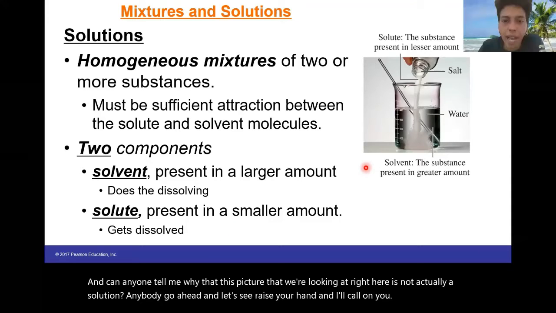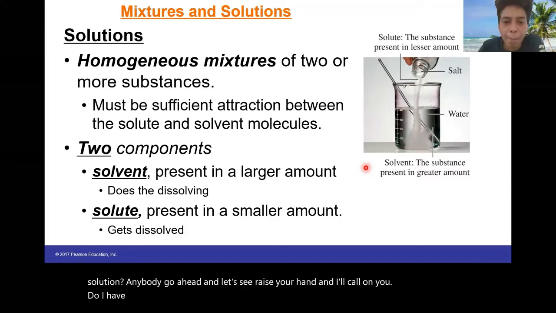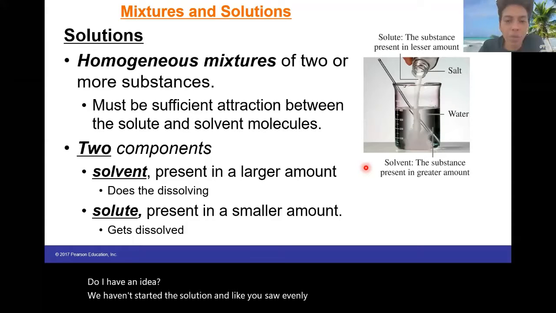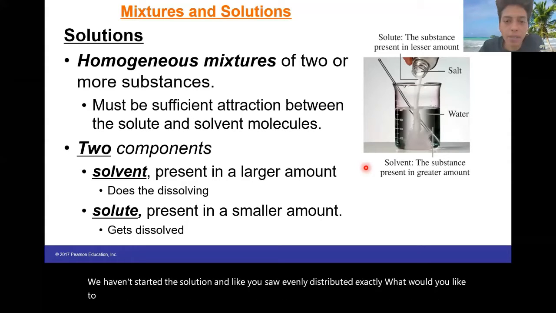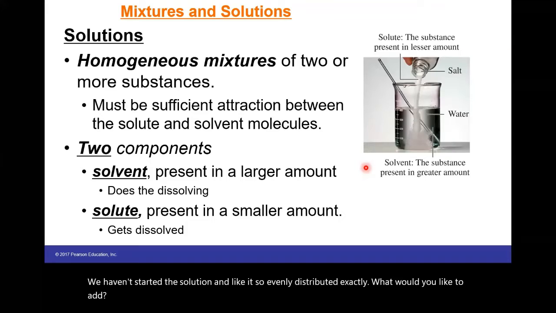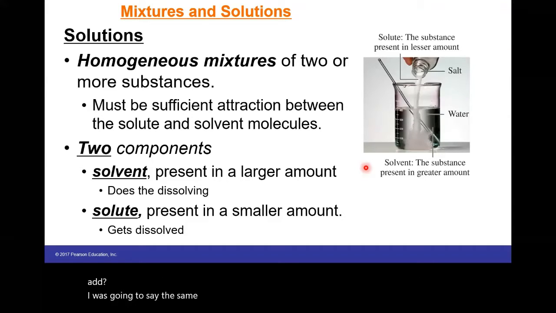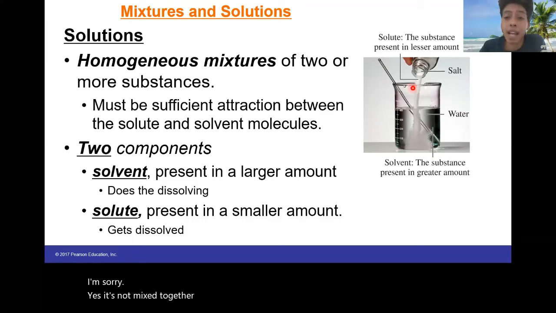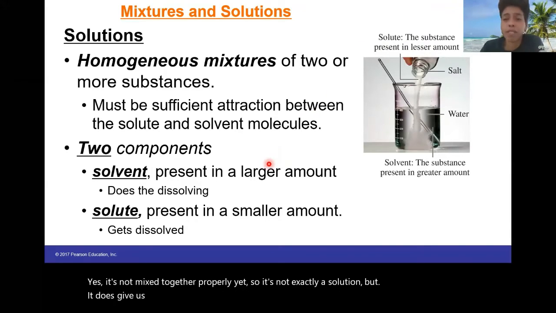Anybody have any idea? Go ahead, Rahat. I guess because we haven't started the solution and it's not evenly distributed. Exactly. Vivian, what would you like to add? I was going to say the same thing. Yeah, it's not mixed together properly yet. Yes, it's not mixed together properly yet. So it's not exactly a solution, but it does give us some information about what the solute and the solvent are.